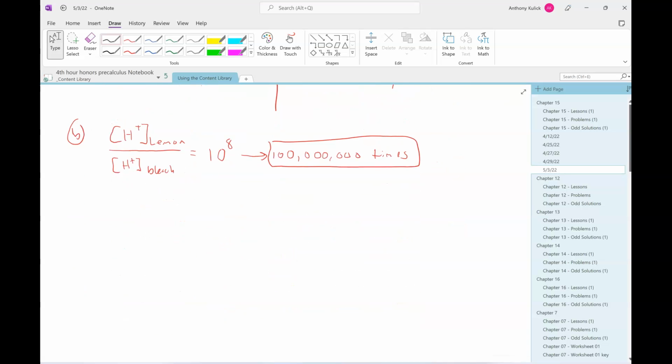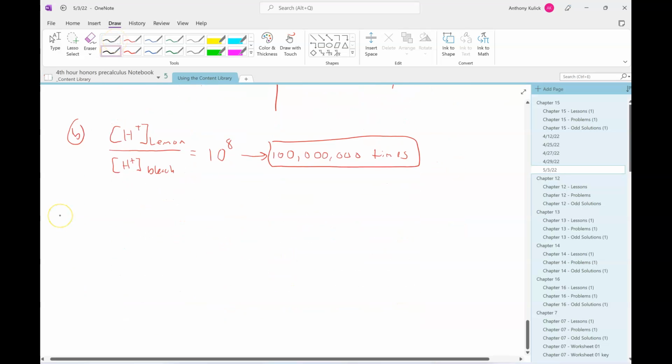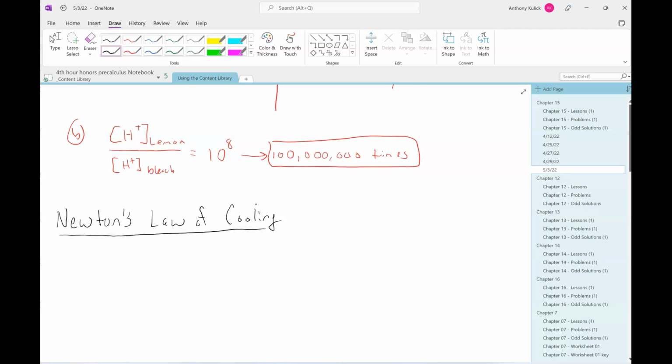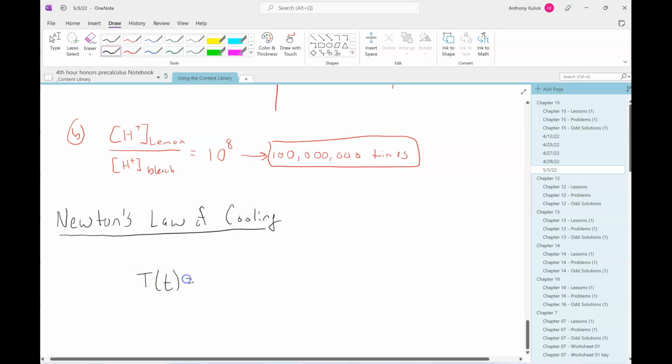Okay, one more model to talk about here, and we'll call it quits for today. Thermodynamics. Cooling. So Newton's law of cooling describes why your mouth gets burnt by your pizza rolls when you take them out of the oven. So it's basically describing how hot objects cool down.